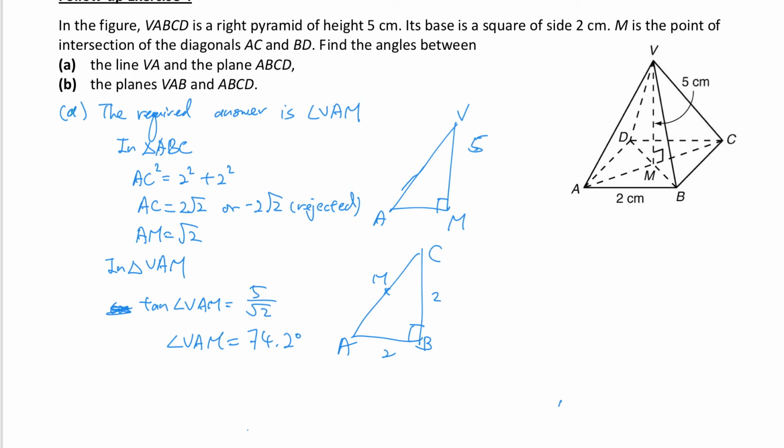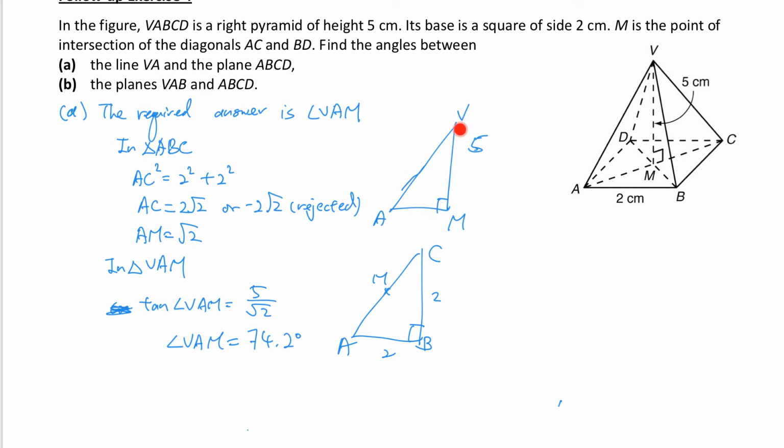Part A. First of all, you need to identify the angle. I want to find the angle between VA and the plane ABCD. Find the projection: start from a point not on ABCD. So start from V. The projection of point V is M. So the angle between the straight line and the plane is VAM. The required answer is angle VAM.